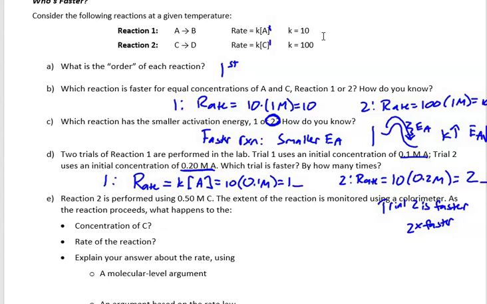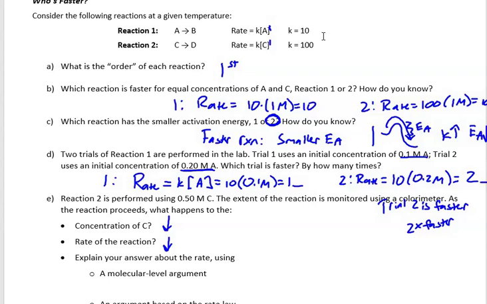And then lastly, E, reaction 2 is performed using 0.5 molar C. The extent of the reaction is monitored using a colorimeter. As the reaction proceeds, what happens to the concentration of C? C is a reactant, so you're going to use that up, so your concentration of C is going to drop. As a result of that, we said that the rate of your reaction drops as well.